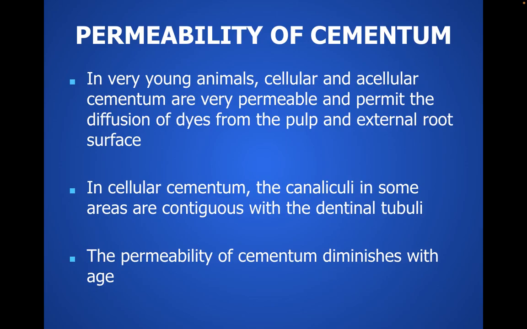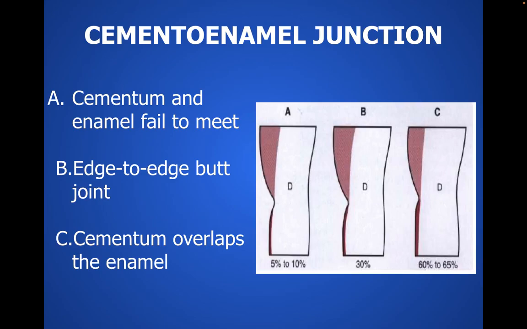Now the permeability of cementum. It has been seen that in very young animals, cellular and acellular cementum are very permeable and permit the diffusion of dyes from the pulp and external root surface. In cellular cementum, the canaliculi in some areas are contiguous with the dentinal tubule, and the permeability of cementum diminishes with age.